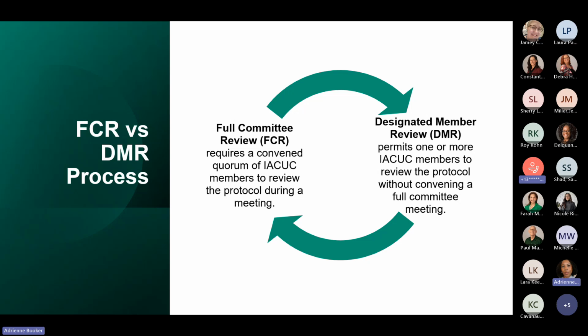DMR is an expedited process where IACUC members have 3 days to comment or recommend FCR. If no one requests FCR, the application goes to the designated member who can approve, request modifications, or call for FCR, but cannot disapprove in the DMR stage. The DMR is used for procedure changes, third-year renewals, and other specific protocols.